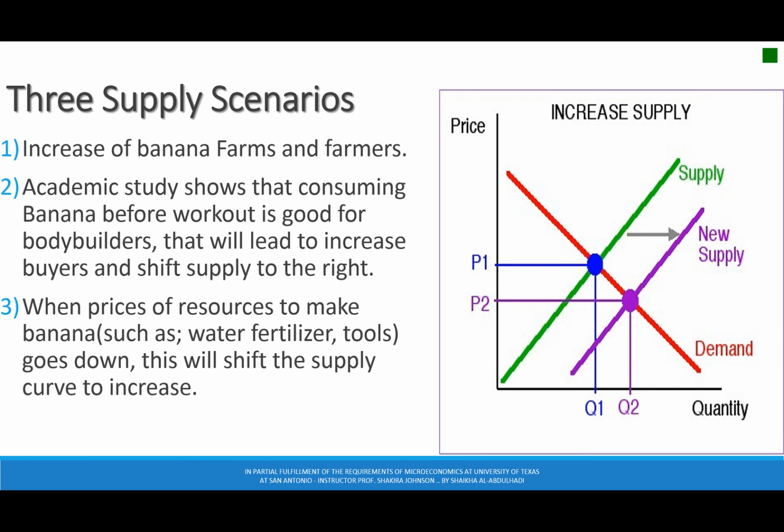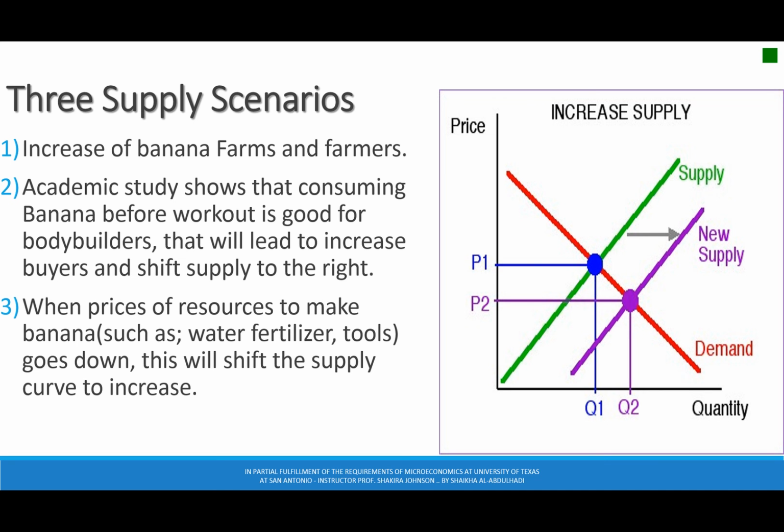Let's move on to the three supply scenarios. The first one, an increase of banana farms and farmers. That will result in increasing the supply, then the supply curve will move to the right. That will increase the quantity and lower the price.